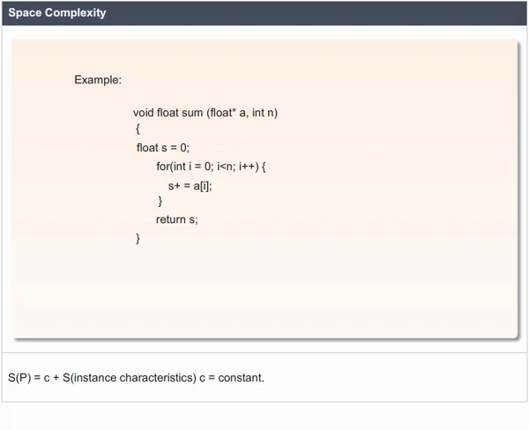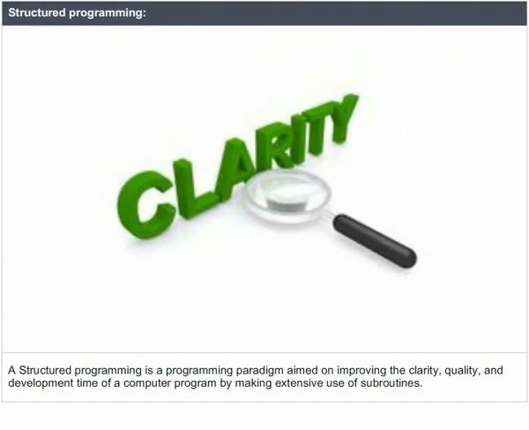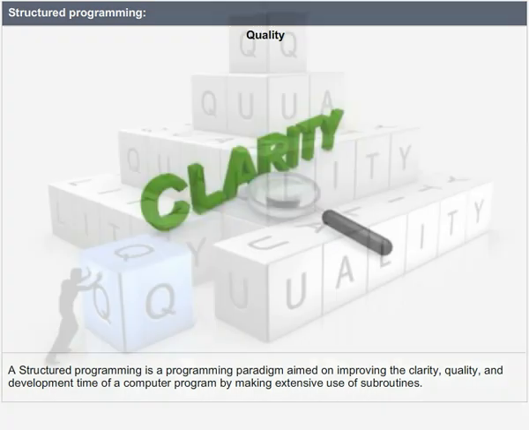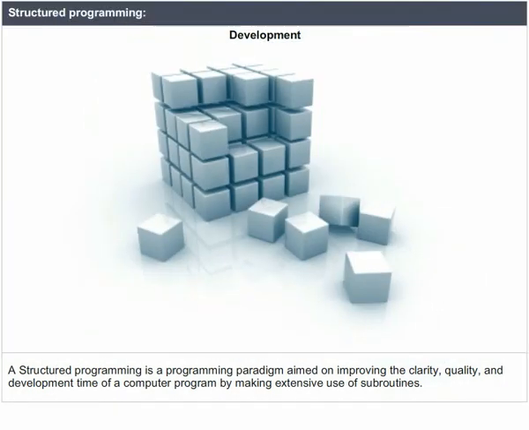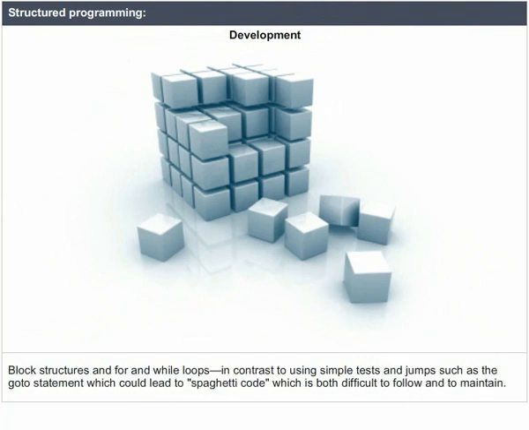Structured programming. Structured programming is a programming paradigm aimed at improving the clarity, quality, and development time of a computer program by making extensive use of subroutines, block structures, and for and while loops, in contrast to using simple tests and jumps such as the go-to statement, which could lead to spaghetti code, which is both difficult to follow and to maintain.